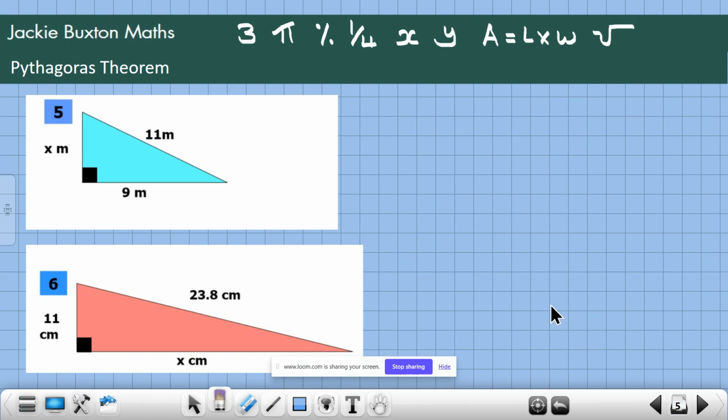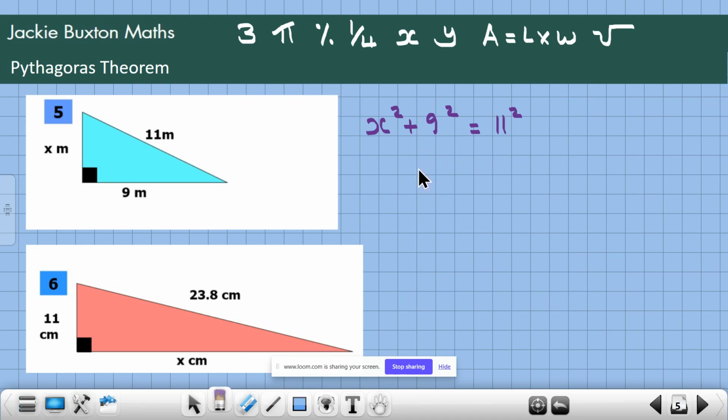Okay, so what's different here is that we've been given the longest side, the hypotenuse. We have to find one of the shorter sides. So we've just got to be a bit more careful when we set up our equation. So remember what the rule was. It's going to be that x squared plus 9 squared equals 11 squared. Let's just check that. The two shorter sides added together with each one being squared is equal to the longer side squared. So that is going to be our starting point.